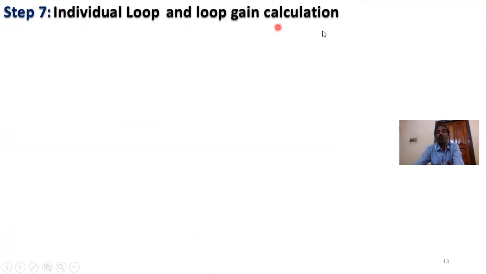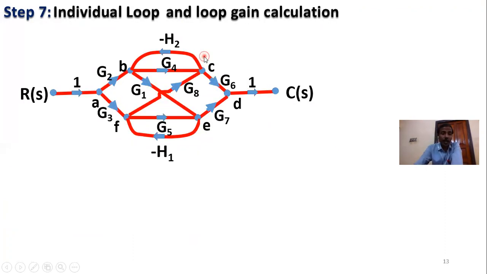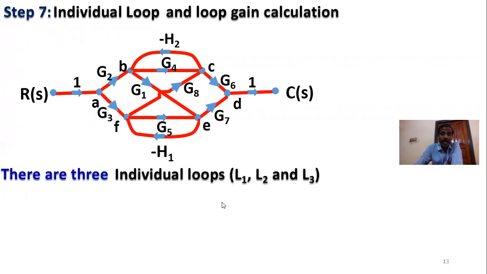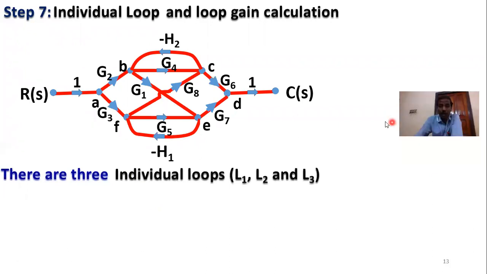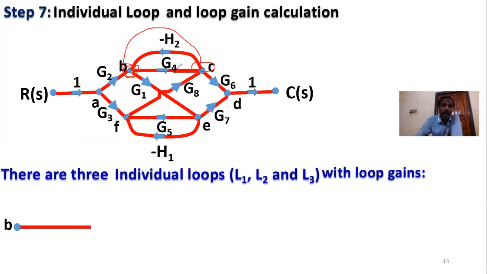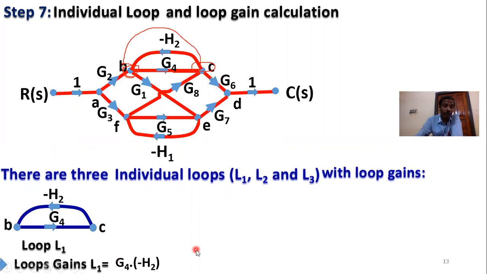Individual loops and loop gain calculation. First, from this figure, there are 3 individual loops, with their loop gains. This is point B. B to C in the forward direction and C to B again. This is the loop, and the gain is minus G4H2. So this is B to C, C to B, and the loop gain is G4H2.